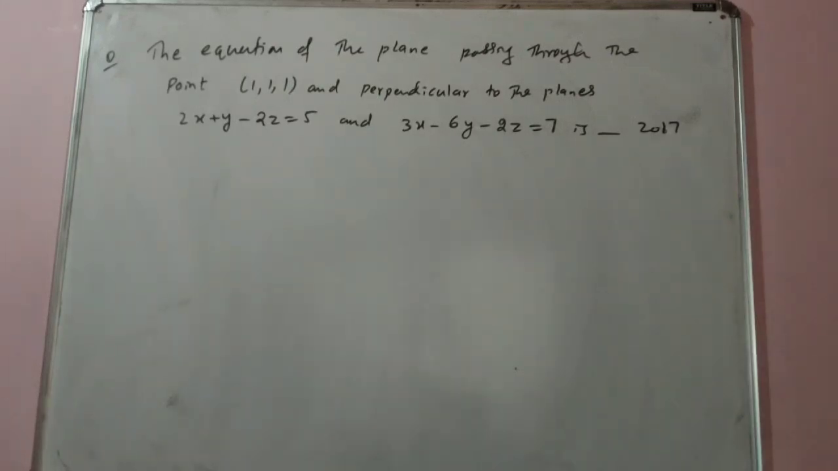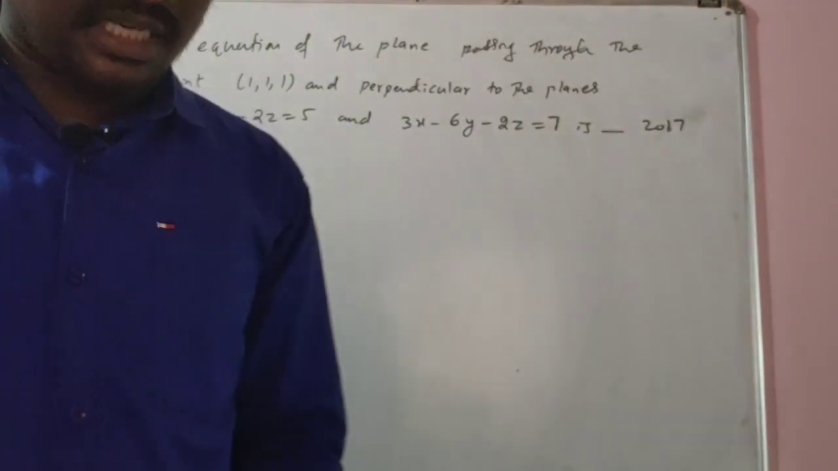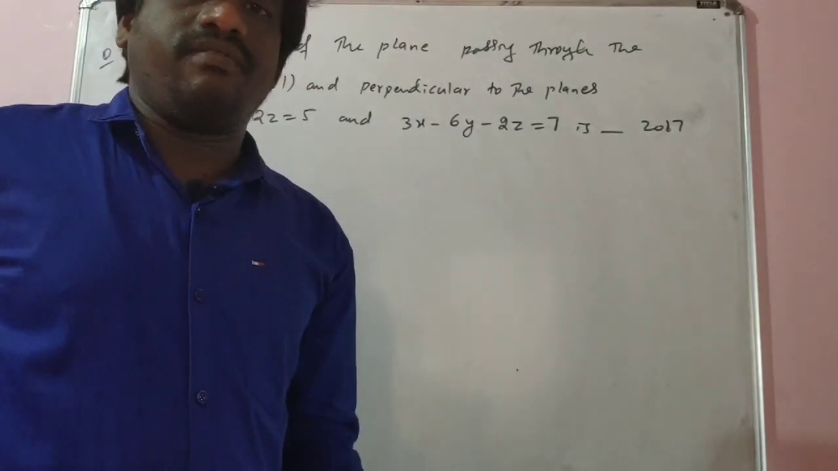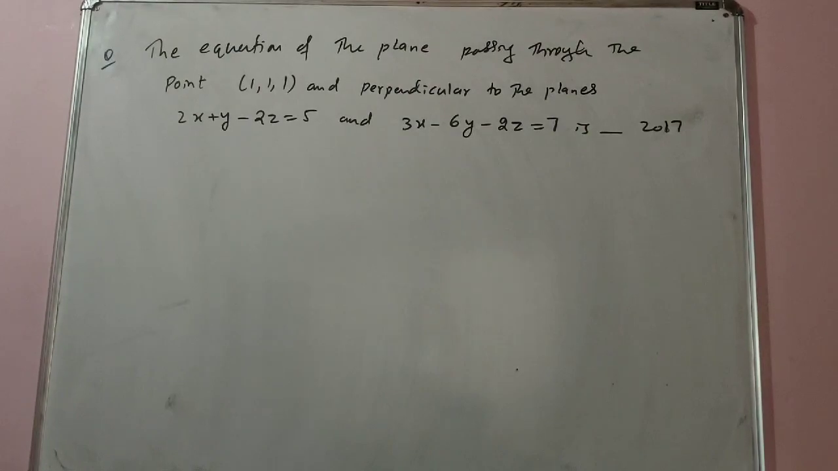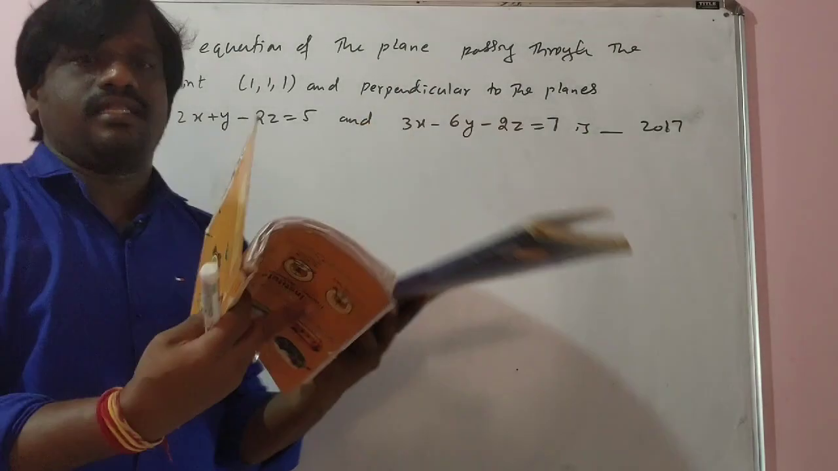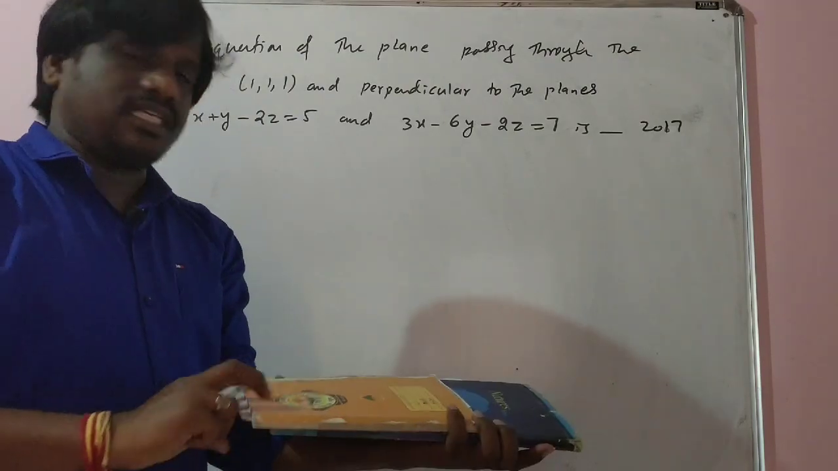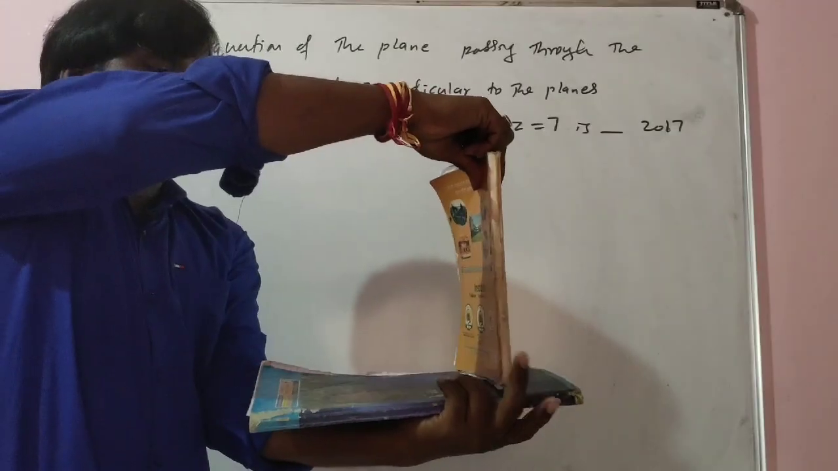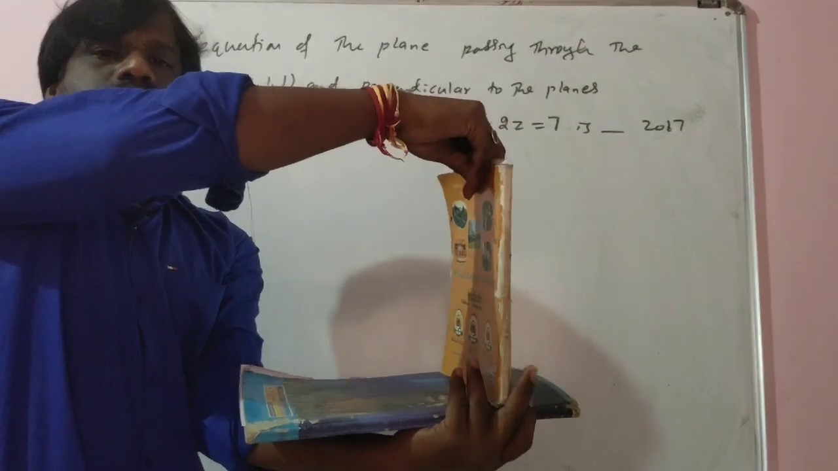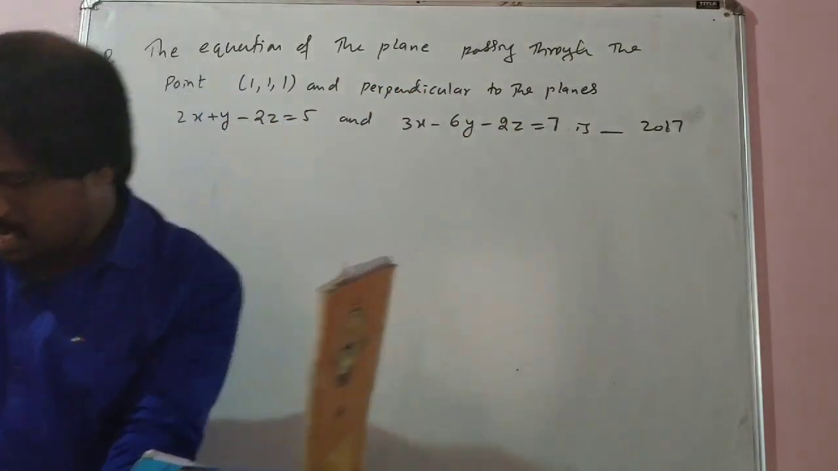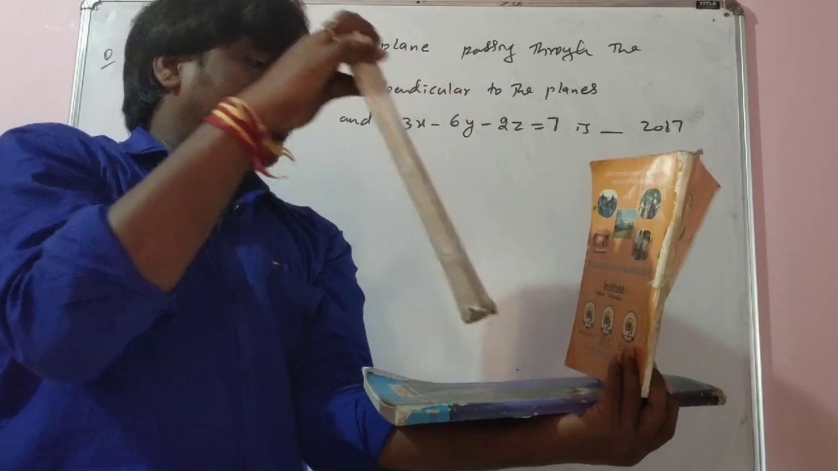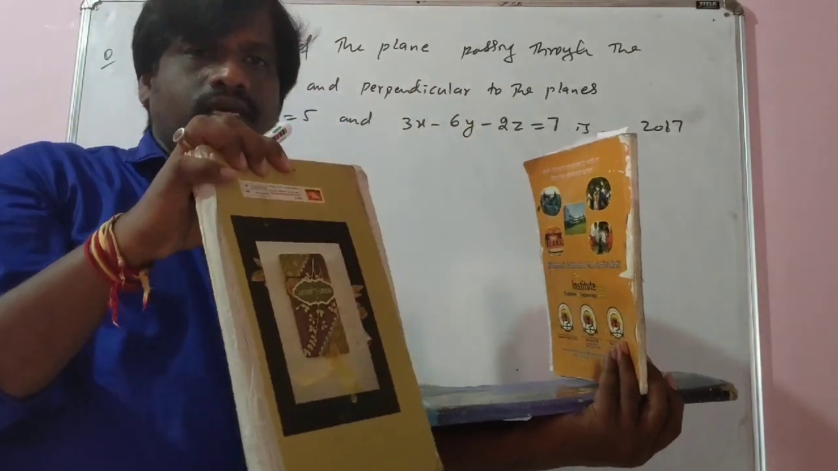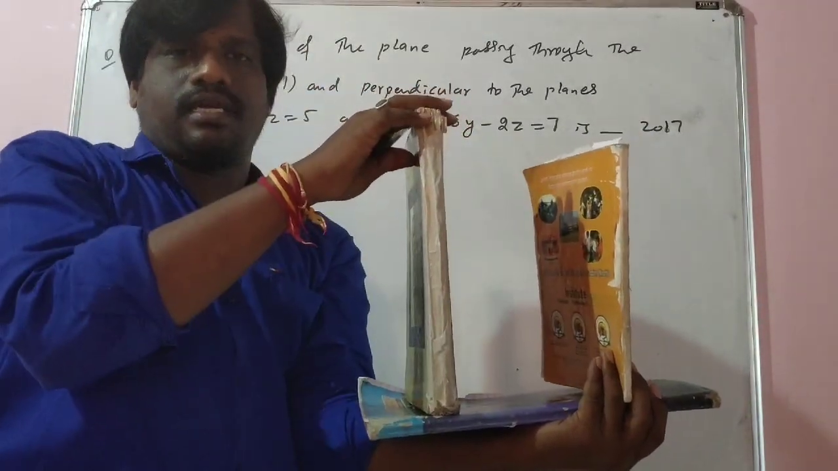So now I am going to explain some very important concepts, and we are going to do some very important questions of JEE. So let's see here. Okay, you have a plane like this, and for this plane, this plane is perpendicular. Likewise, another plane is also perpendicular. So think this is a plane, and for this plane these two planes are perpendicular.